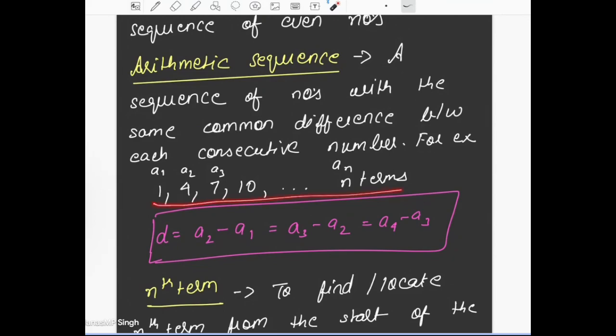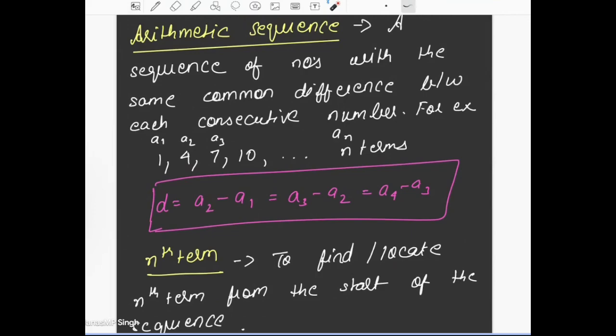Look at this sequence: 1, 4, 7, 10, dot dot dot up till n terms. Generally, we represent an arithmetic sequence by the small letter a. Sometimes you also use u, but we are going to use a. So a1, a2, a3: this 1, 2, 3 tells you the position of this number from the beginning. Totally we have n terms, and if you subtract a2 minus a1, which is 4 minus 1, you get 3. You subtract 7 minus 4, you get 3. So that is the common difference. Correct?